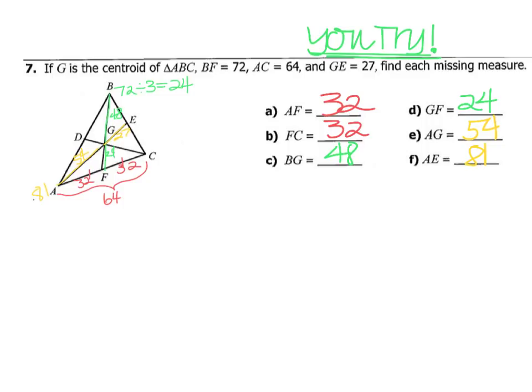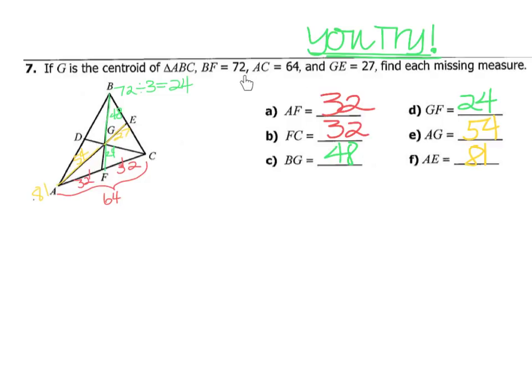All right, so here's the answers to number 7. Now, how did we find them all? So first thing we want to do is identify that if G is the centroid, all of these are medians. So BF is a median, AE is a median, and CD is a median. And if we know BF is 72, if we divide that into thirds, each third is 24. So we know GF is 1/3, so that's 24. And BG is going to be 2/3 of the whole median, so that's 48. That's how we get BG and GF.